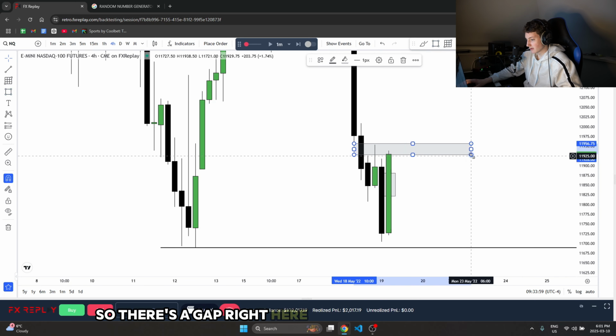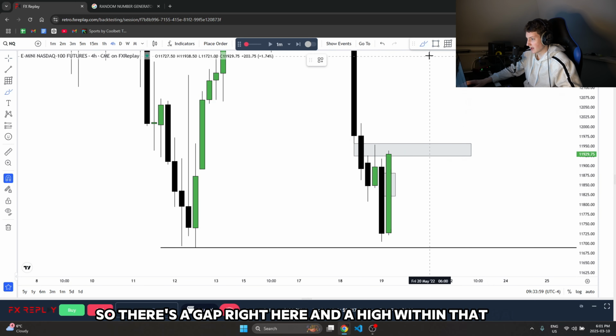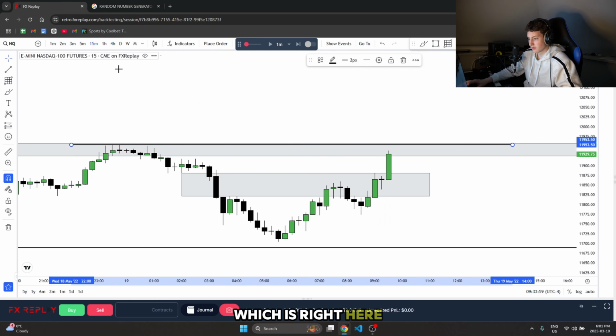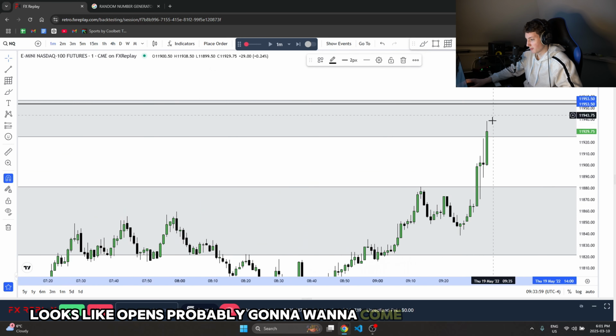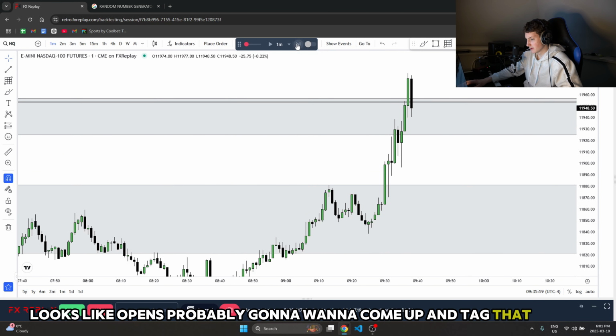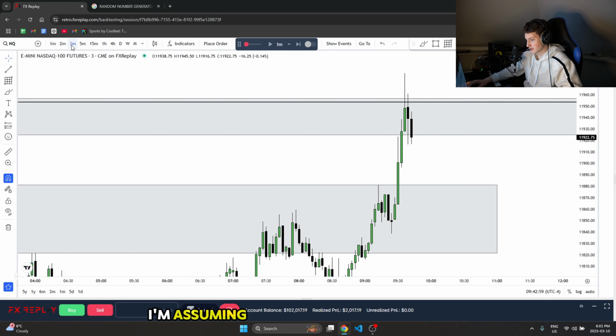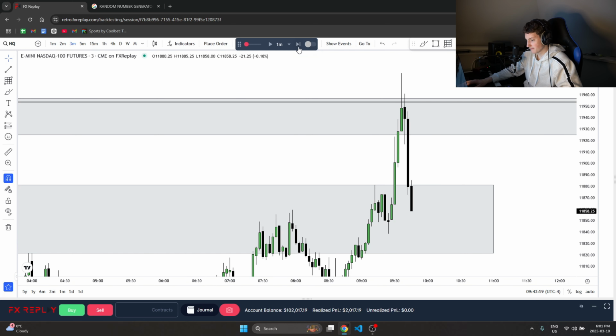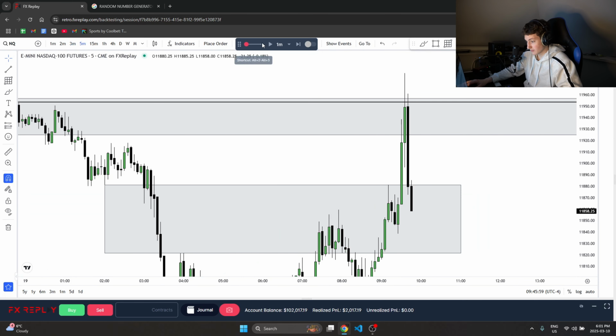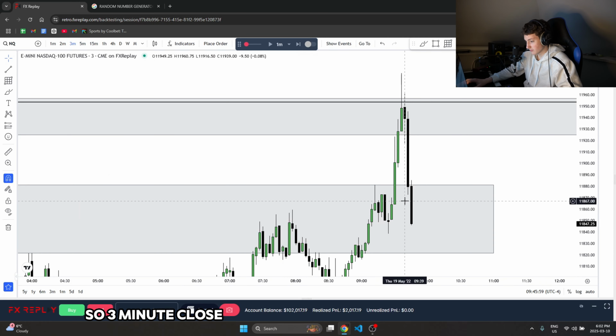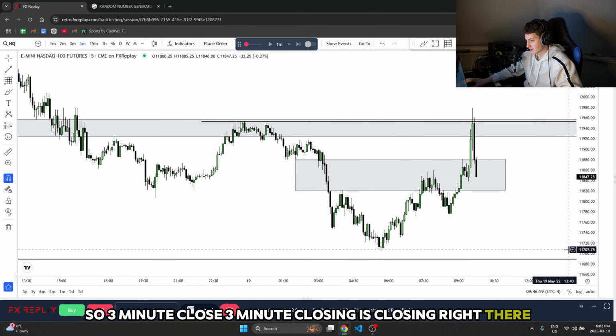So there's a gap right here and a high within that gap, which is right here. Looks like open's probably going to want to come up and tag that. Indeed. I'm assuming there's a 30-second in there. Okay, so 3-minute close, closing right there.